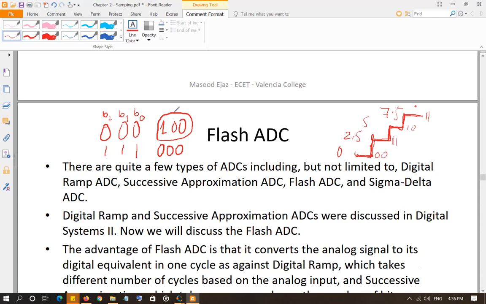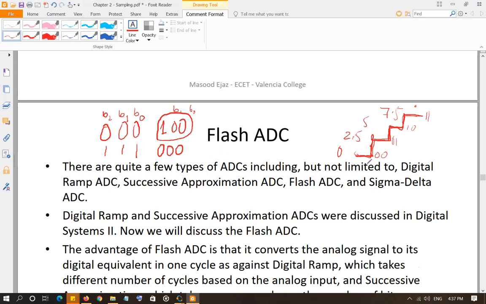Likewise, in the second cycle, bit number 1 will be decided, whether you want to keep it at 1 or convert it back to 0. And likewise, in the third cycle, bit number 0 will be decided if it will be 0 or 1. So for successive approximation ADC, it takes the same number of cycles to convert an analog signal into a digital signal as the number of bits, right? So if it's an 8-bit converter, it will take 8 cycles to produce a digital code.